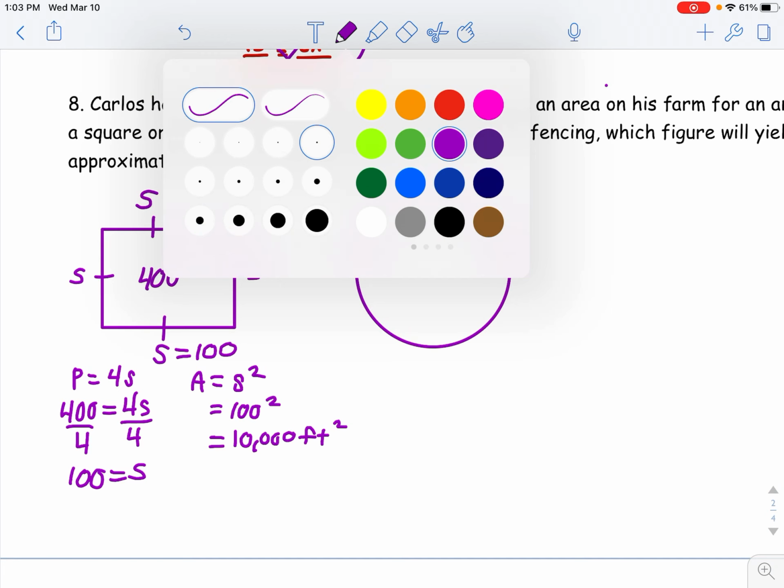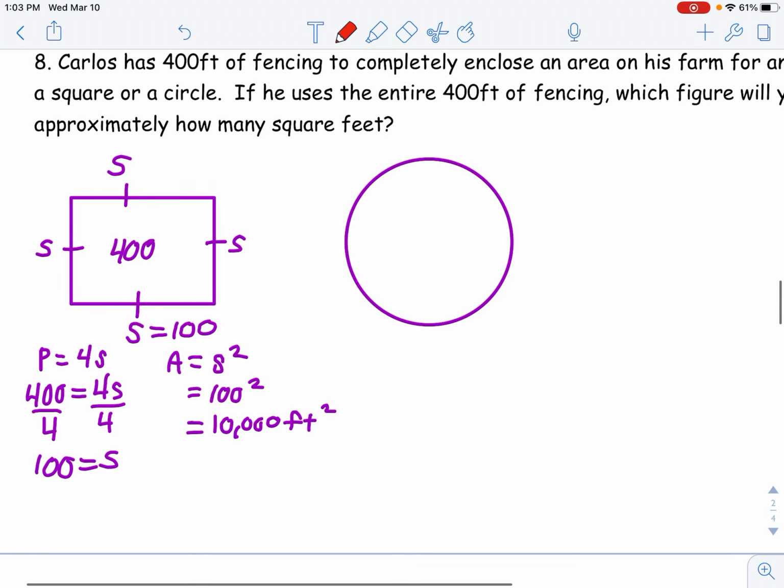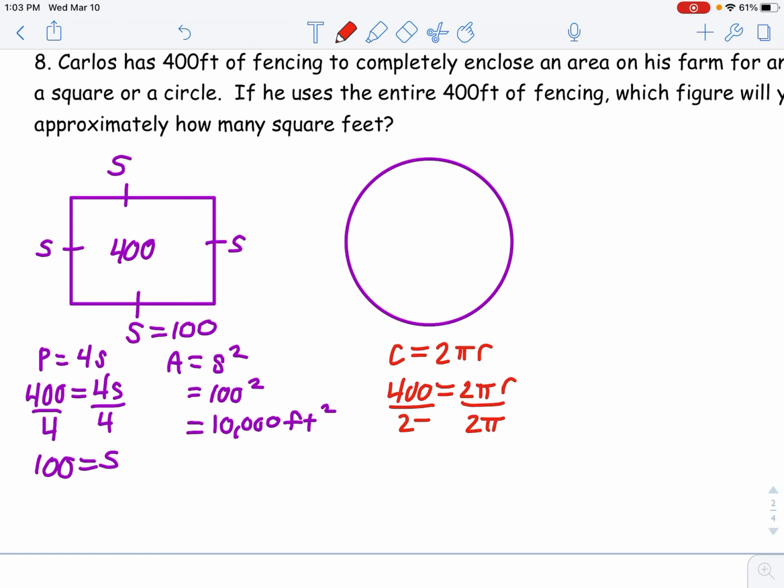All right, now let's focus on this circle. Well, we can say the circumference of this circle is 2 pi r. We're going to have to get approximately here, but we can figure out the radius of this circle. And again, be careful when you plug this into a calculator. We have to use parentheses. It should look like this, so it knows you're dividing 400 by 2 and the pi. It's about 63.66.